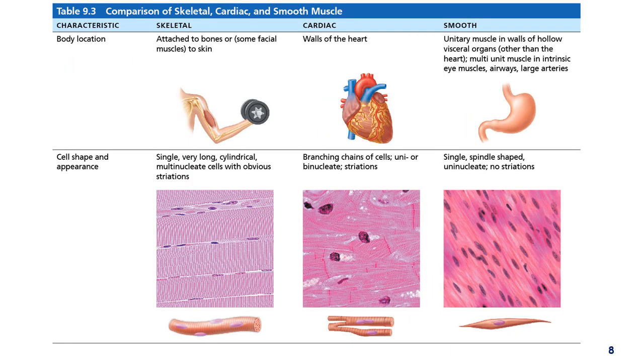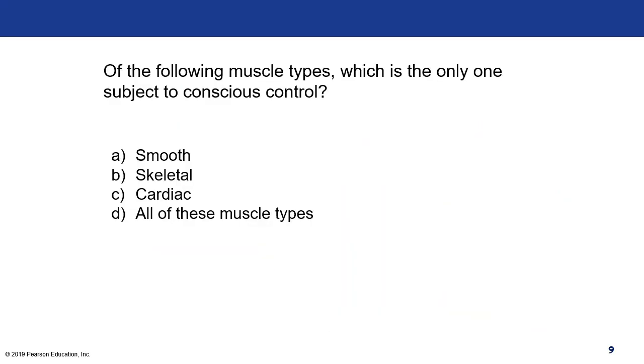Right, so this is a chart from your book showing the comparisons of these three muscle types. So we have seen that before. And here you come for your first question. And I'm putting here the level of confidence on. And this is just to warm up, quite a simple question, right? Of the following muscle types, which is the only one subject to conscious control? Yeah, that is too easy of a question. Let's just make sure that our iClickers are working.